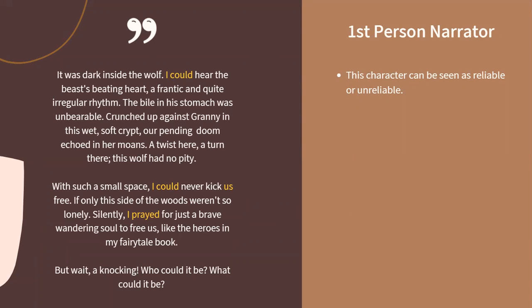Now, the third thing about the first person narrator that we want to take note of is that this character can be seen as unreliable or reliable. So, I don't know if any of you have ever read a story and the words that the narrator is using and his or her tone, perhaps, there's just something off, I guess you could say. Have any of you ever had that experience? Yes, Michael, I have as well.